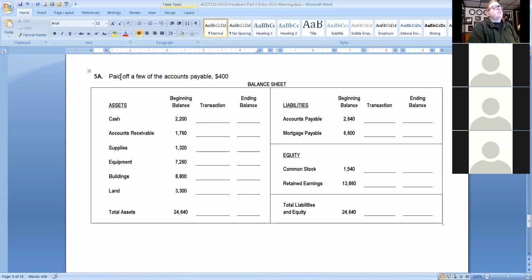So whenever you see paid, that's going to be cash. It's not a magic word, but it means think about cash. What did you pay them with? You paid them with cash. So whenever you see paid, think cash. So they paid out cash, 400.